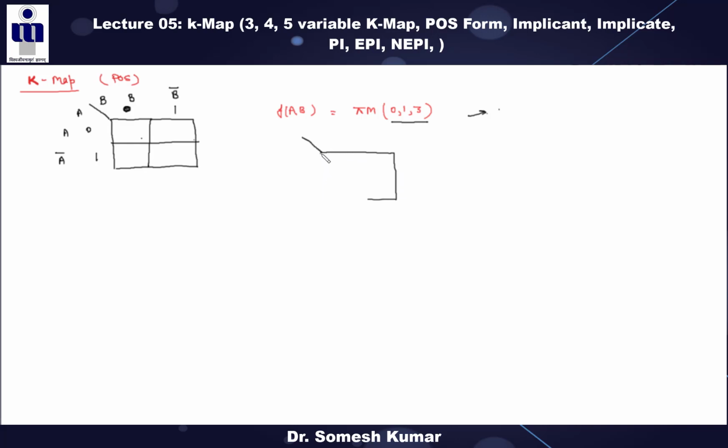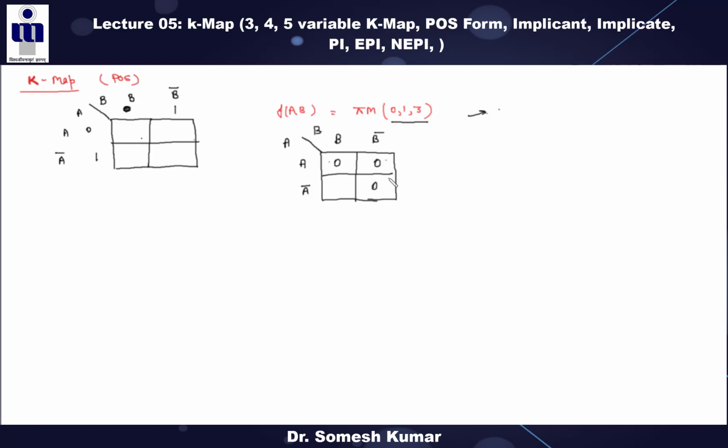This is a two variable function, so we have to draw 4 cells. This is A, this is B, this is B bar, 0, 1, this is A, this is A bar, 0, 1. So this is the 0 cell, this is first, this is second, this is third. At the 0th, first and third positions, all are zeros. So this is the way to solve K-map for the product of sums forms.